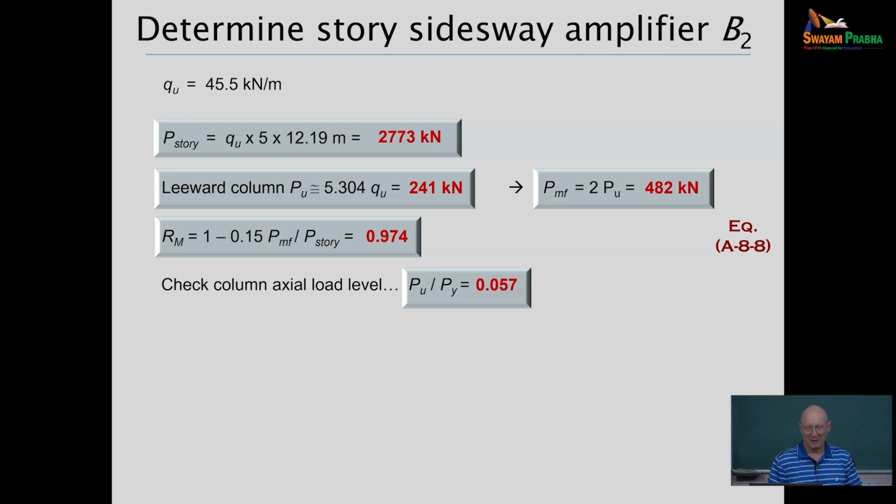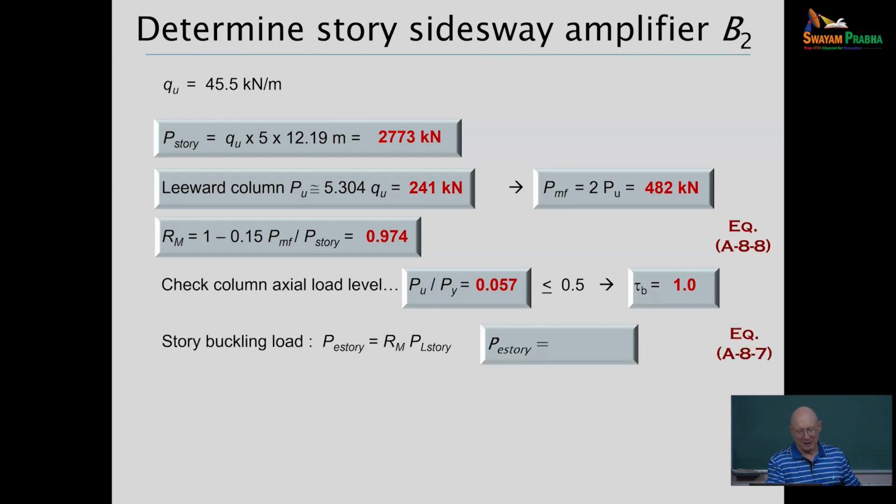Now the direct analysis method, if we have heavy axial load in the columns larger than 50% of the yield load, requires that we also apply an additional inelastic stiffness reduction factor to the columns, but P over PY is only 0.057, so that stiffness reduction factor is 1. All right? Now, I didn't really show you this notation before, but Appendix 8 basically refers to it as PE story, and that PE story is the estimate of the story elastic buckling load, and it's equal to R sub M times PL story. Okay, we did look at that before.